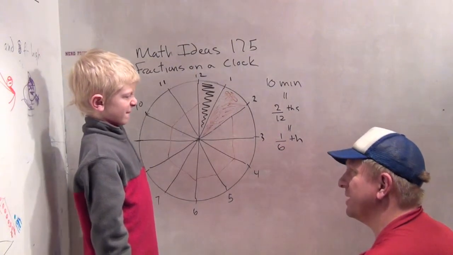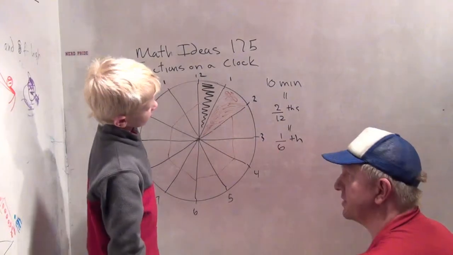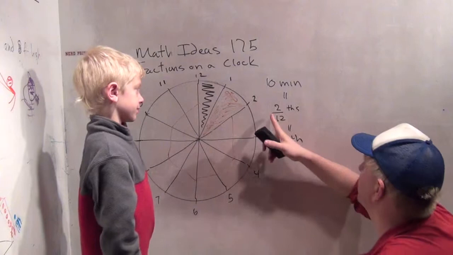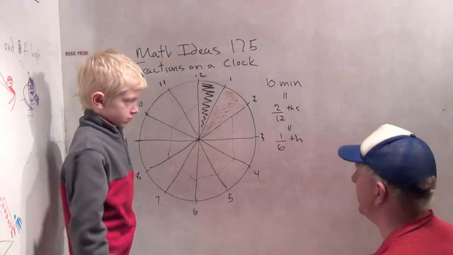That's pretty hard to keep straight, isn't it? Mm-hmm. What do you think is easier to understand, 2/12 or 1/6? 1/6. 1/6, yeah. So someday we're going to have to figure out how you know that 2/12 and 1/6 are the same, but we're going to skip that for now.